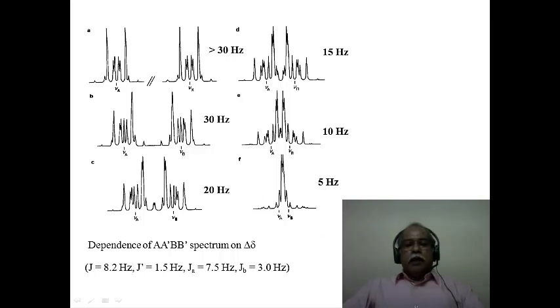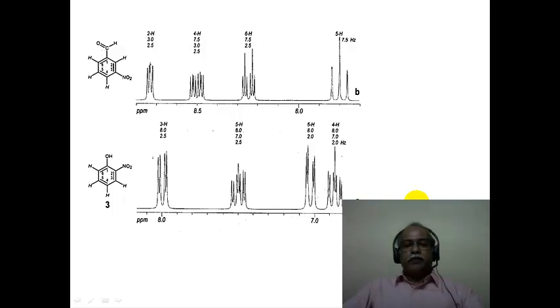The AA'BB' pattern can quite drastically change depending on the delta delta value, keeping the J values constant. And here are the spectral patterns that one would anticipate for the AA'BB' pattern. As you decrease the delta delta value from 30 Hertz to about 5 Hertz, the delta delta divided by J ratio is systematically varied in this figure, showing the different effect that the spectral pattern has with respect to the delta delta to J value in the NMR spectrum.